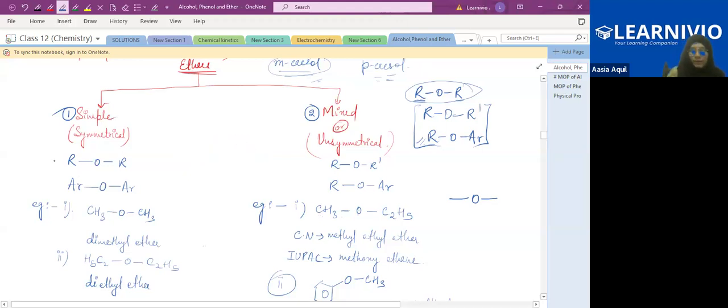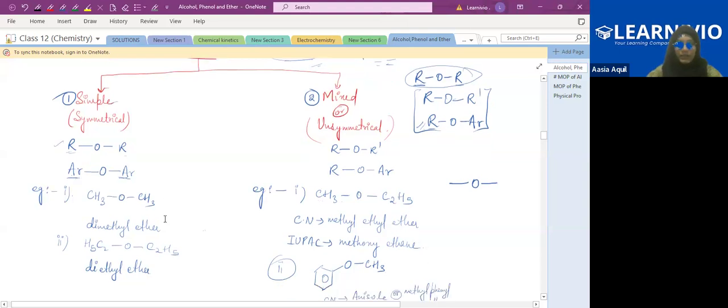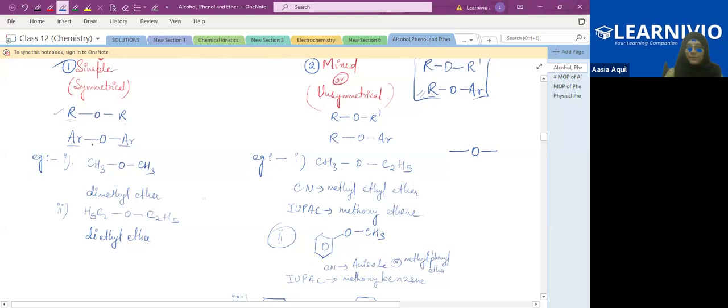So the general formula could be ROR, where both are aliphatic groups, alkyl groups, and AR, where both sides have the aromatic aryl group. You can see it is a symmetrical type of ether. Why? Because the R group is the same on both sides, and here the aryl group is the same. Let's see the examples of how we can write the names for these types of ethers.